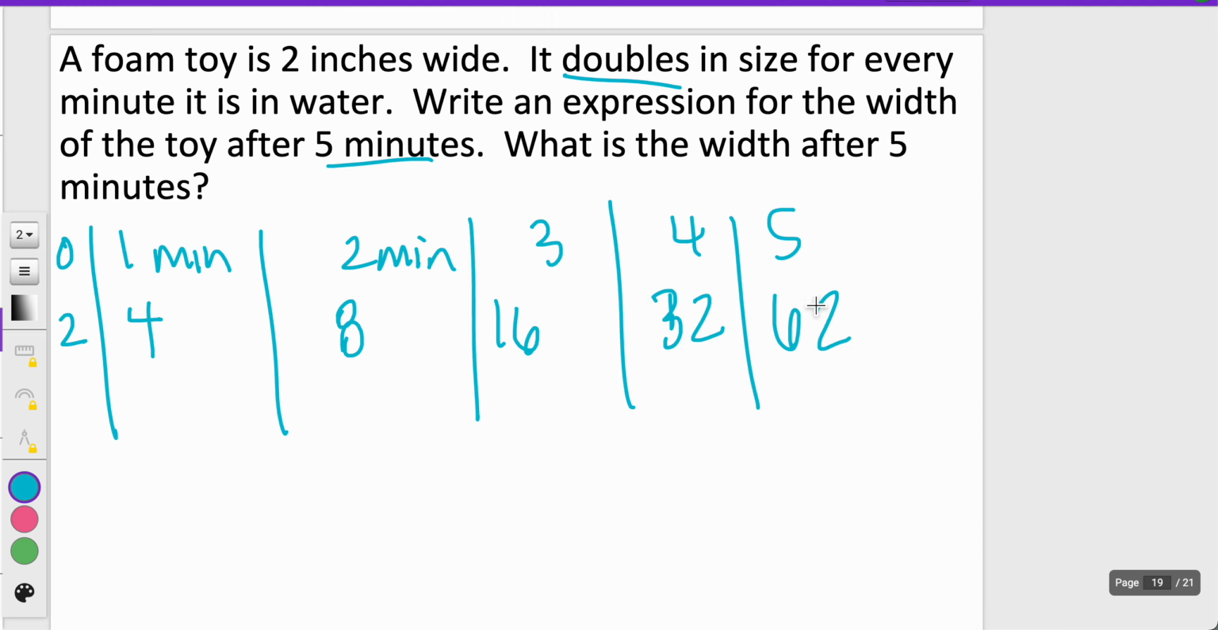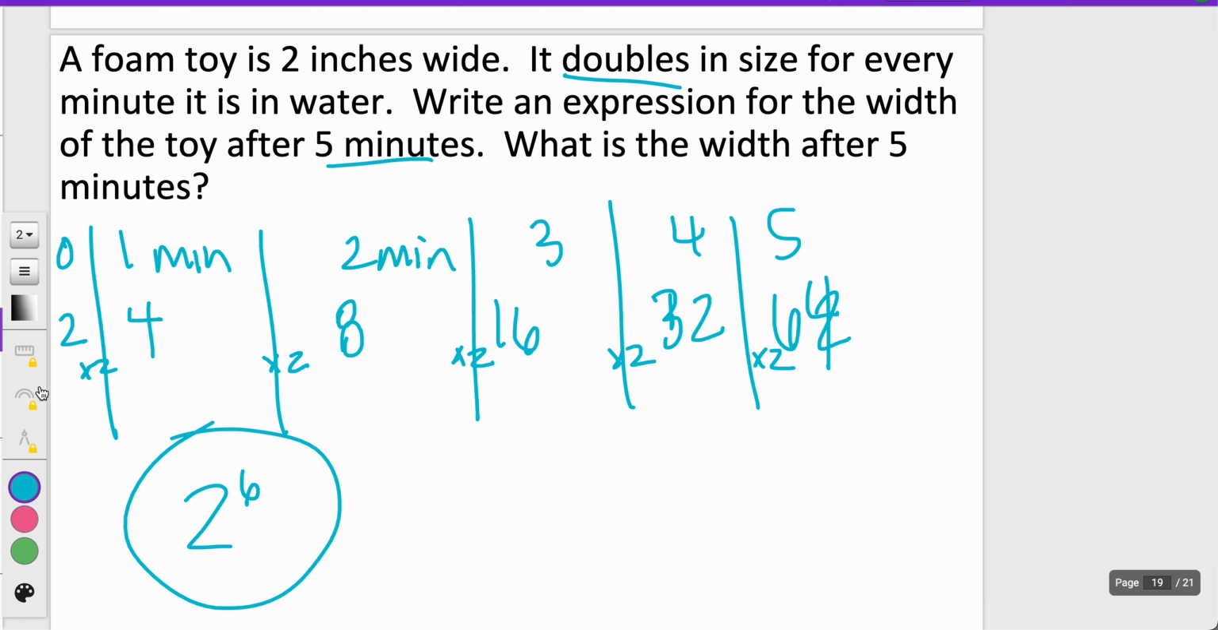Okay, so as we've gone from 2, we can kind of see this is 2 times 2 times 2 again, times 2 again, times 2 again, times 2 again. So that's 1, 2, 3, 4, 5, 6 2's. So my expression should be 2 to the 6. 2 times 2 times 2 times 2 times 2 times 2. Okay? Just because we have to consider that at 0 minutes, it's still starting at 2 inches wide, and then as it goes up to 5, you get all the way to 64 inches wide. Okay?